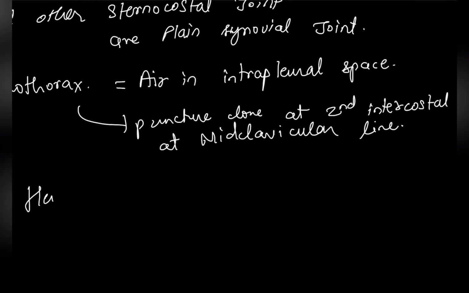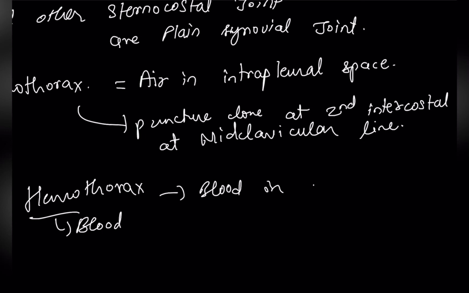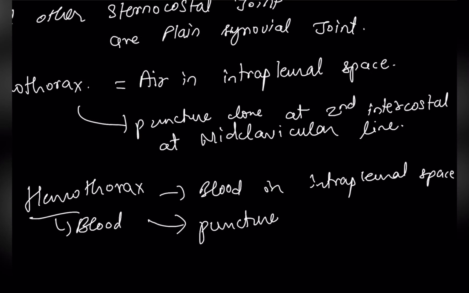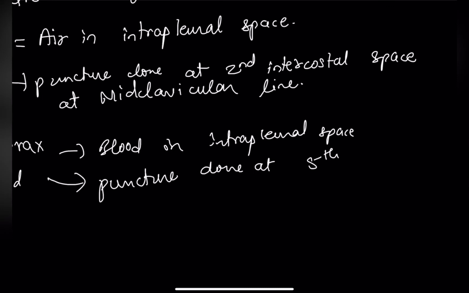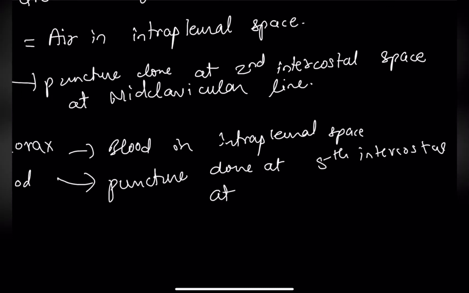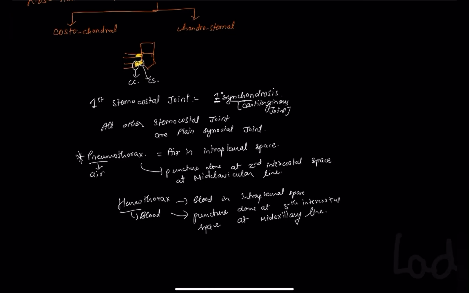And hemothorax, hemo means what? Blood. So it means blood in the intrapleural space. What will hemothorax mean? Blood in the intrapleural space. So what do we do? We again do the puncture. The puncture is done at the fifth intercostal space at the mid axillary line. Fifth intercostal space at the mid axillary line. We have done this line as well in the very first video of the anatomy playlist.